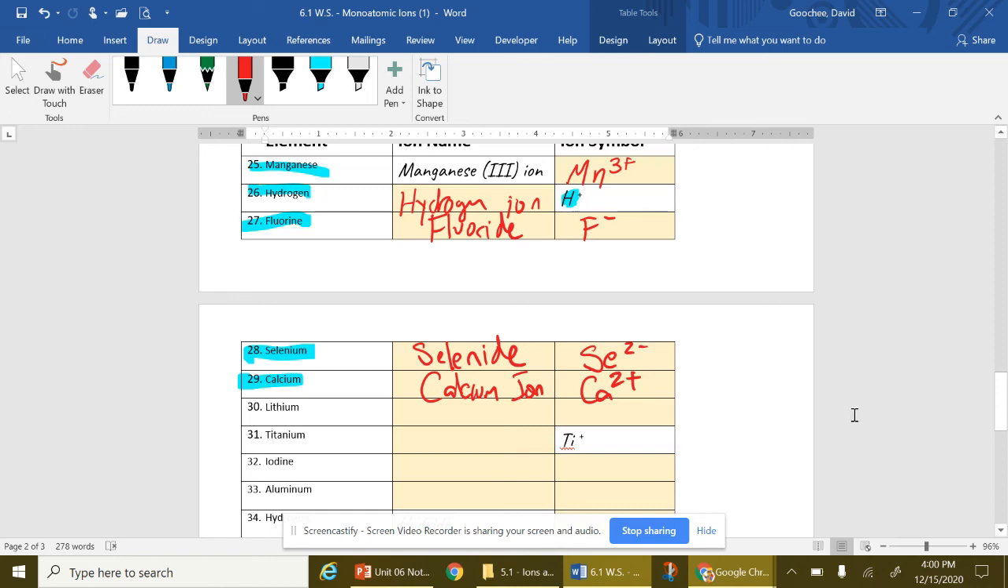So guys, you just find these elements on the periodic table. If it's a non-metal, you follow one set of rules. If it's a metal, you follow another set of rules. And if it's a metal in the first 2 columns or one of those other ones, you don't need a Roman numeral.